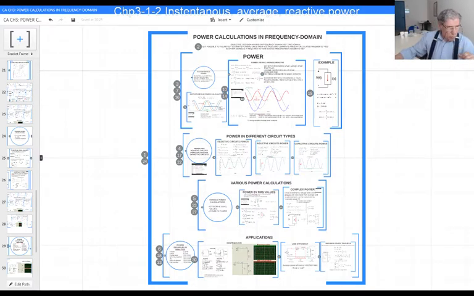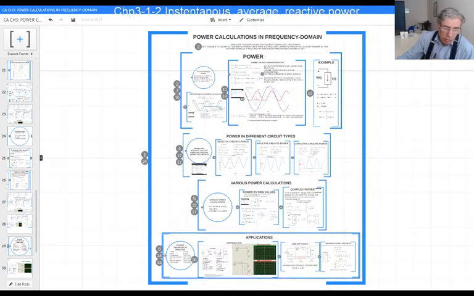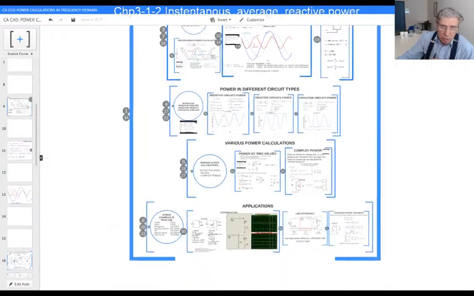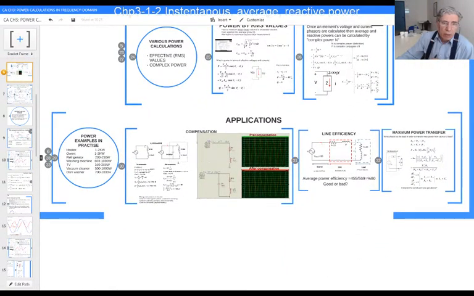Now we are examining the power in frequency domain, and in the final frame, which is this frame, we will be seeing some of the applications of power calculation in frequency domain. So let's see it now. There are going to be 3 examples that we are going to examine.